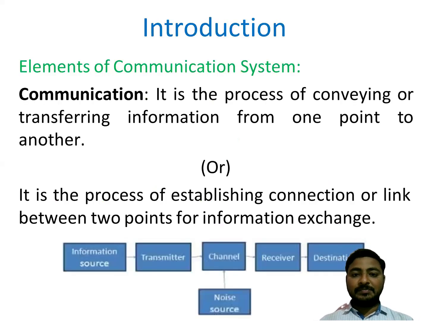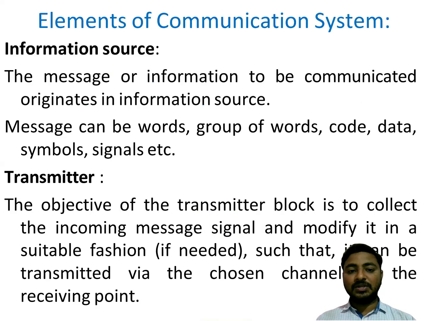So, introduction: elements of communication system. What is the meaning of communication? It is the process of conveying or transferring information from one point to another point, or transferring the information from the transmitter to receiver, or it is a process of establishing a connection or link between two points for information exchange. The main blocks of a communication system are information source, transmitter, channel, receiver, destination, and noise.